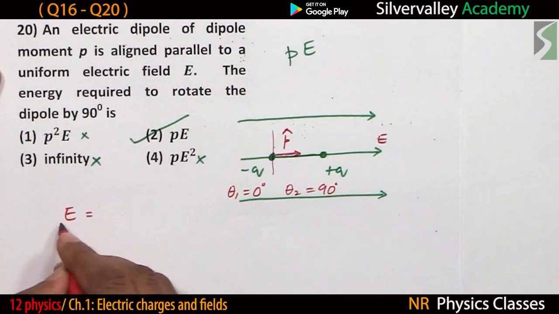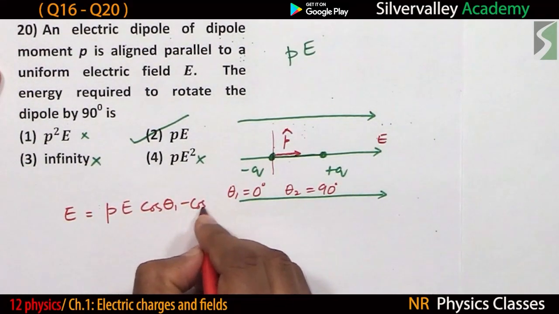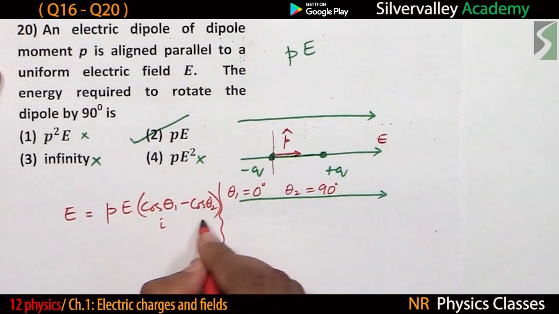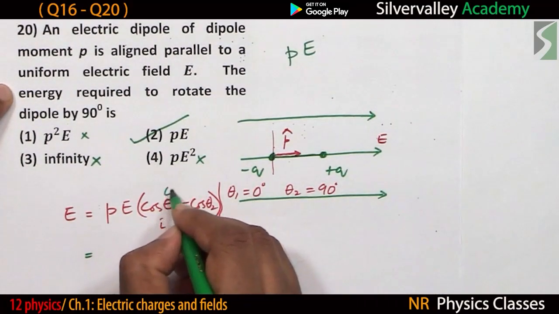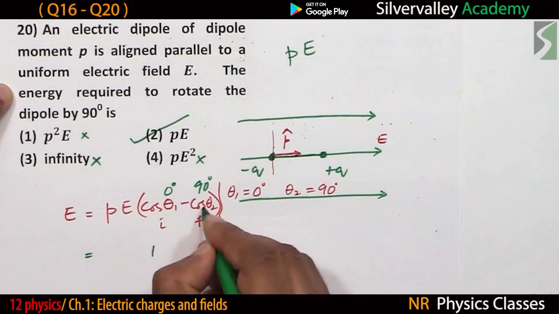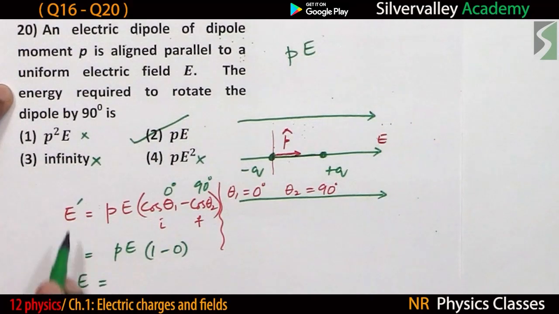Energy required or work done is PE cos theta 1 minus cos theta 2. This is the initial angular position, final angular position. Theta 1 is 0, theta 2 is 90 degree. Cos 0 is 1, cos 90 is 0. So it is P E. So E dash is energy, E is electric field. So the energy required is P into E.